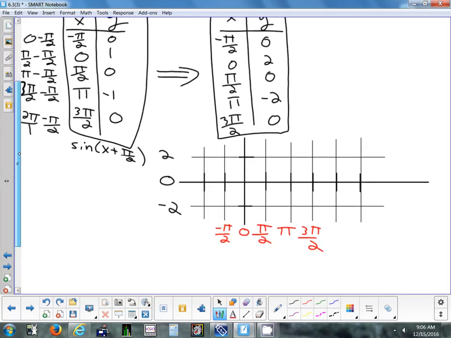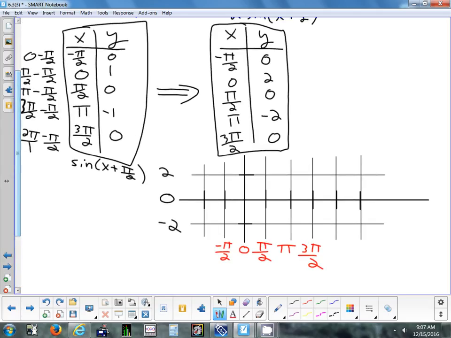Are there any questions why I didn't have to skip any lines there? You don't have to skip, because this is going by 90s. The first one is negative 90, 0, 90, 180, 270. Usually when you skip over 0, that happens when you use pi over 4. That's when you need to skip when you're labeling your axes. But no skipping anything here.